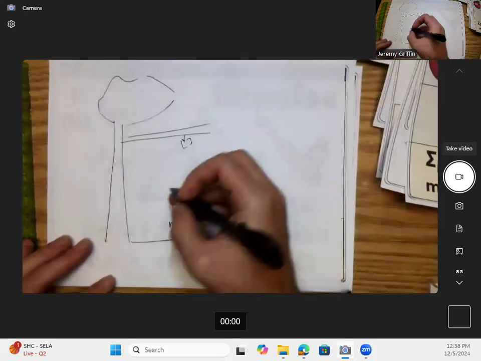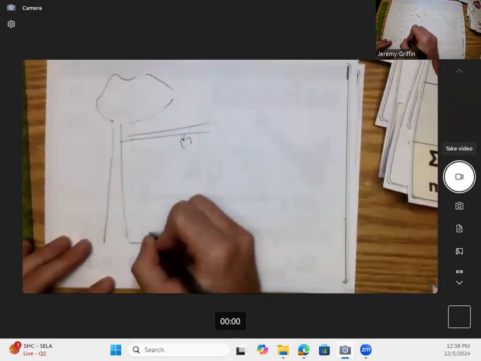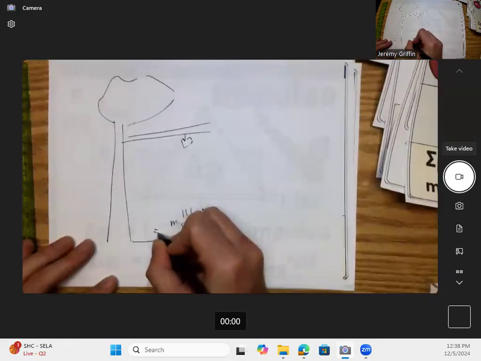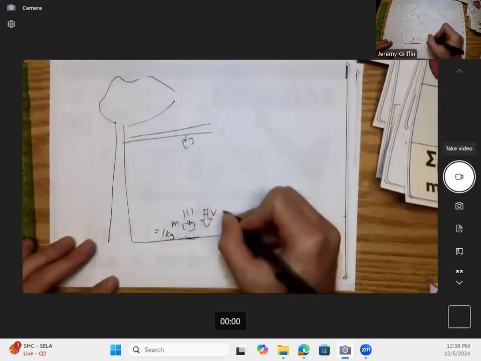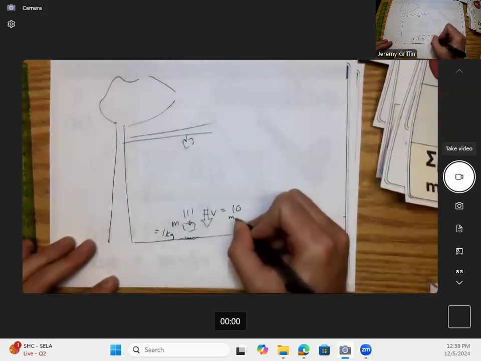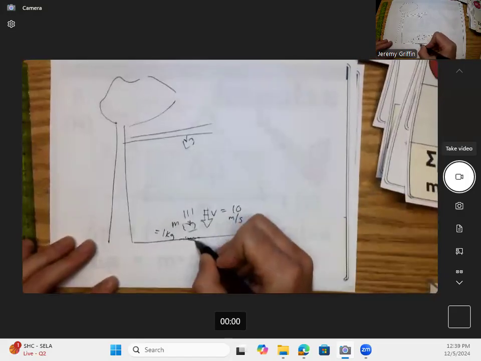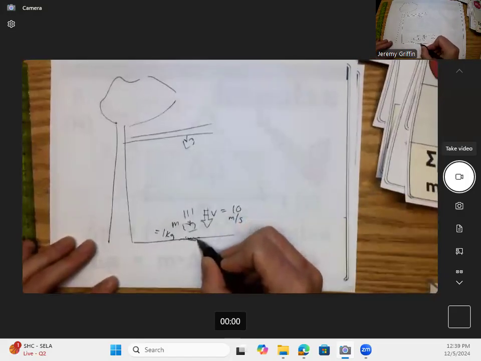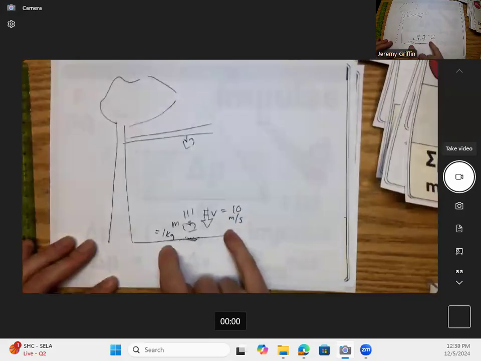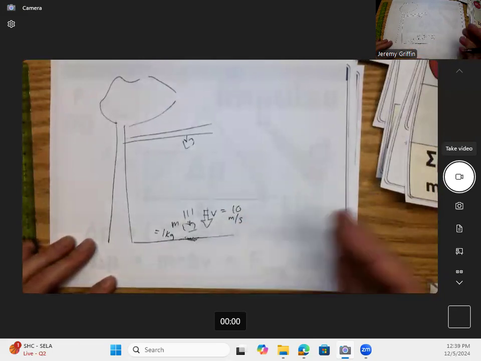Here, let's put some numbers on here. Let's call the mass 1 kilogram. Let's say it's falling at like 10 meters per second. And then it comes to a stop. That's 0 meters per second. So what's the impulse delivered to that apple? 10 kilogram meters per second, or 10 Newton seconds, right? So like 10 units.